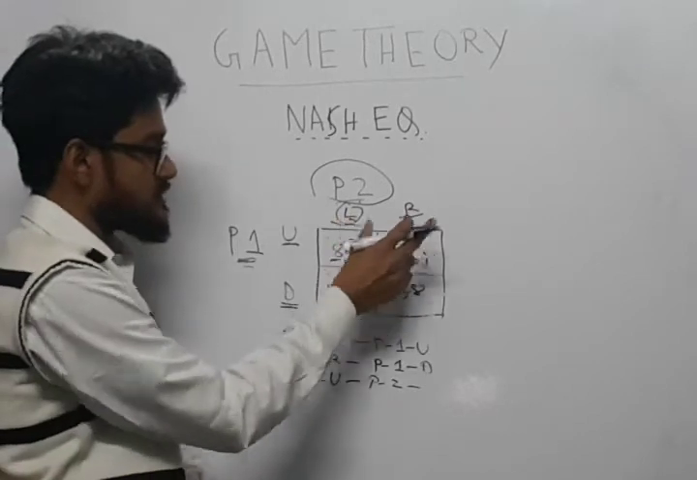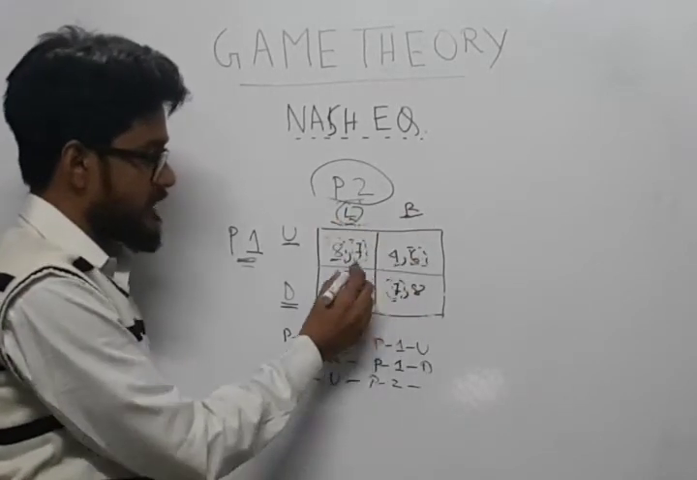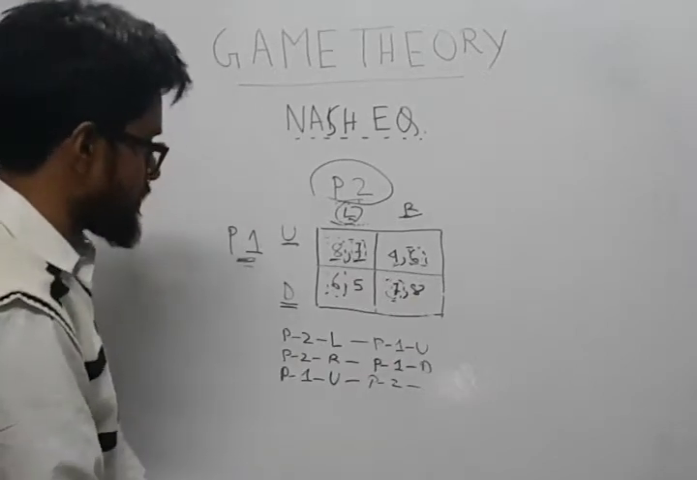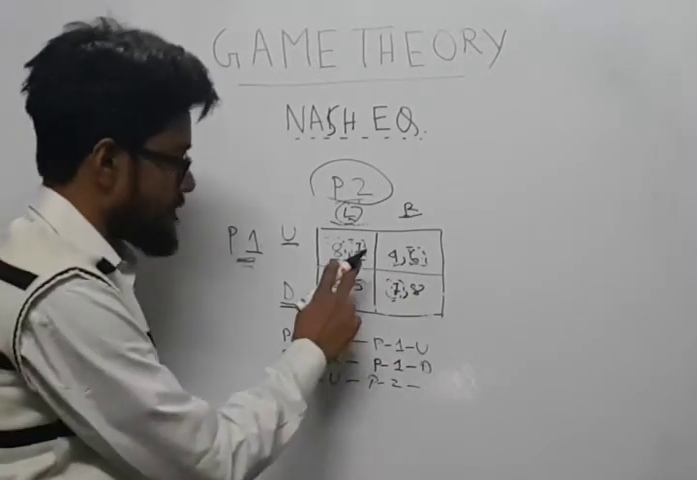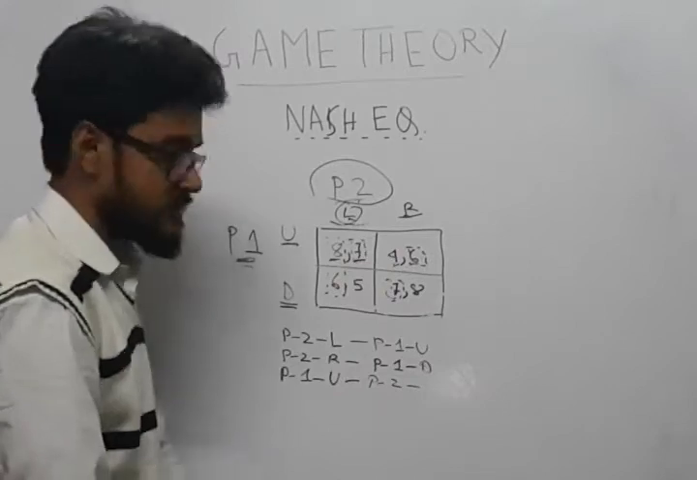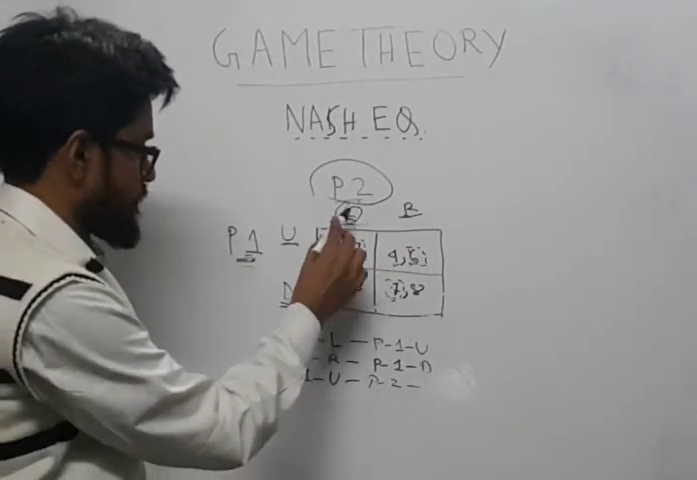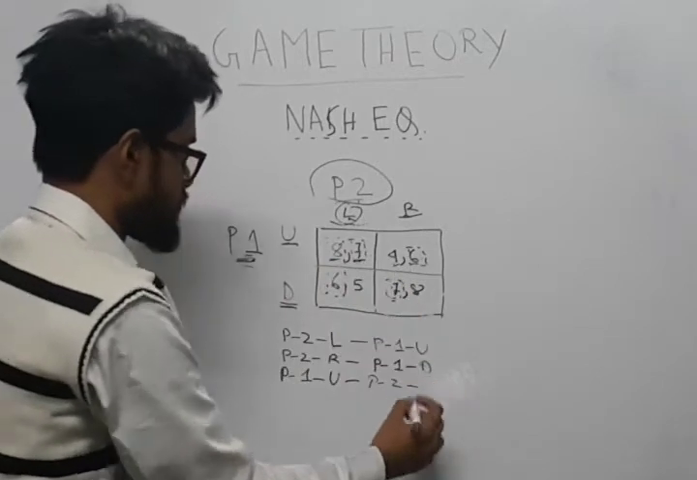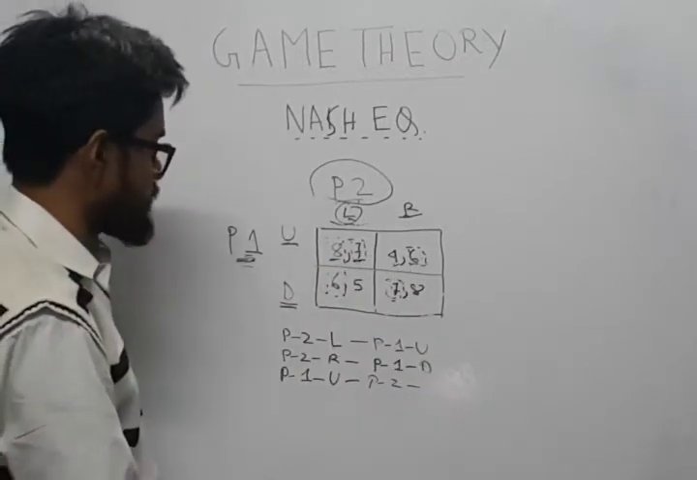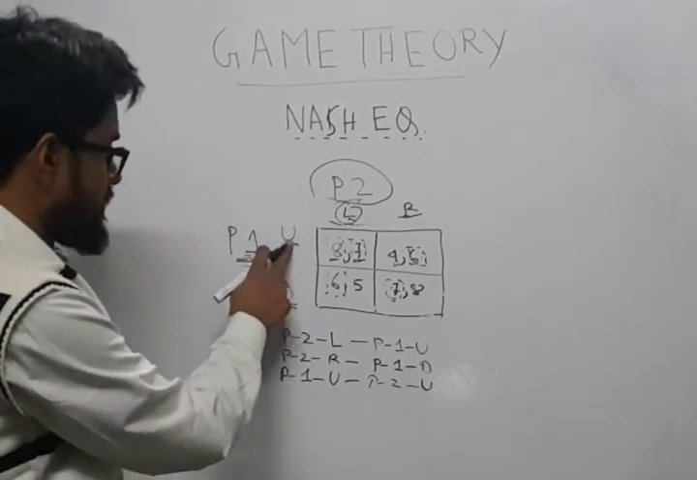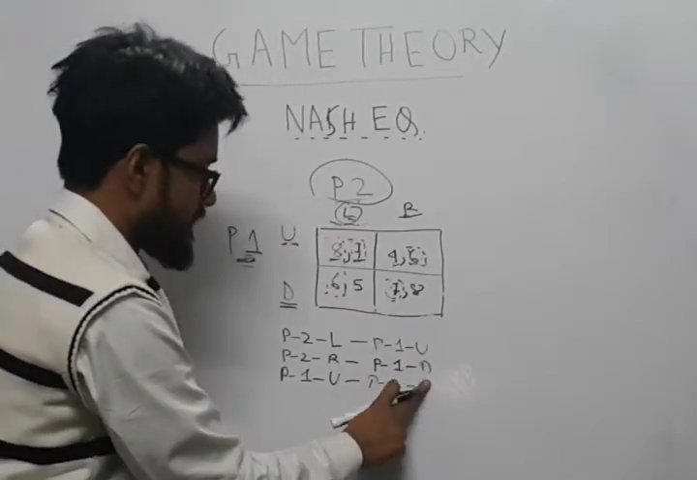and player 2 makes the second move. Player 2 has two options, either L or R. Player 2 chooses 7 because it gives him more utility. So we will compare between the columns here. So we will say for player 2, 7 gives more utility. So you would say when player 1 plays U, player 2 will play L.